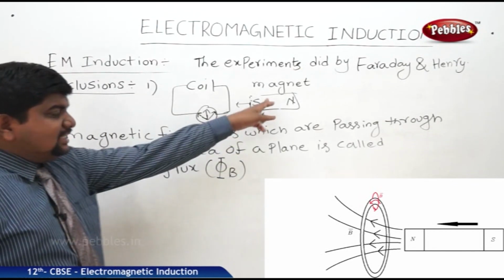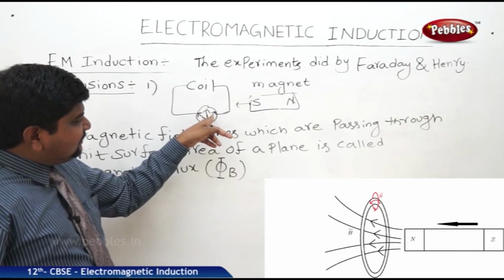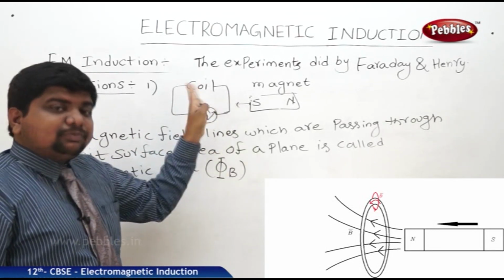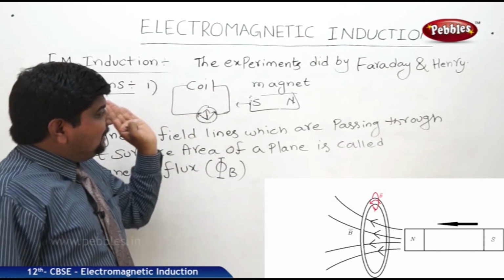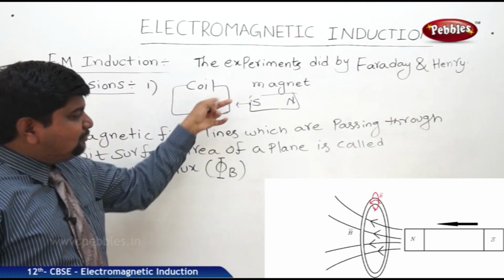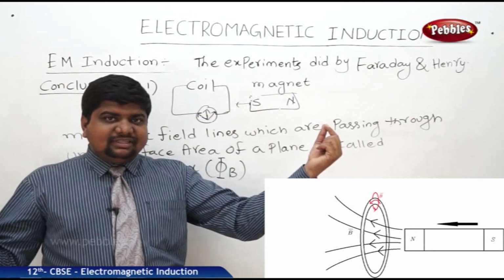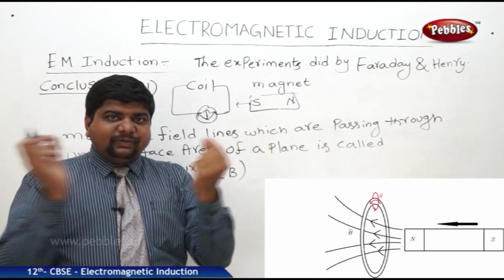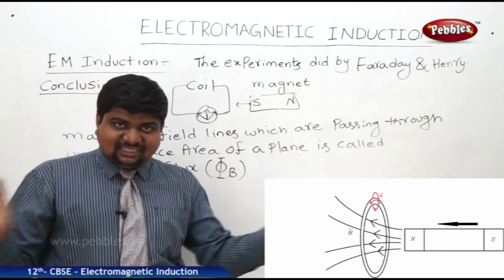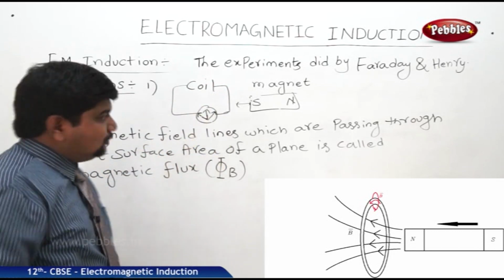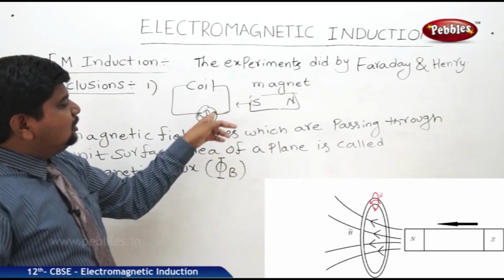So, what is the way to increase the deflections? If the deflection is increased, it means more EMF is produced in the coil. There are many ways to increase the EMF produced in the coil. First way, the speed of motion between the coil and the magnet should be more, means they should be faster. Second one, by increasing the number of turns in the coils also, we can increase the induced EMF.